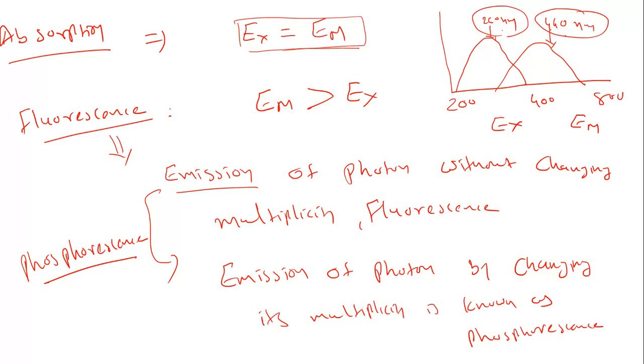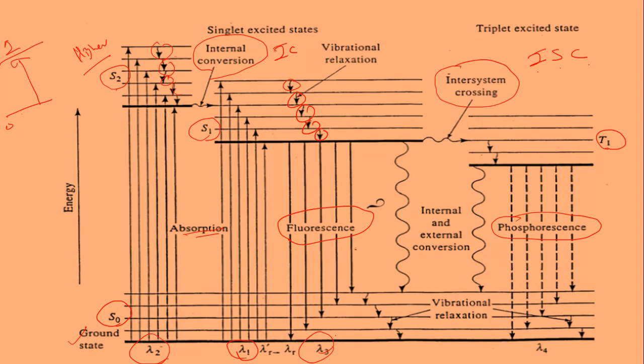So that is the basic difference between fluorescence and phosphorescence. Here the excitation wavelength is lower than the emission wavelength. Second, emission of photon by changing its multiplicity is known as phosphorescence via intersystem crossing. Now you should remember the difference between intersystem crossing and internal conversion. Internal conversion means the S2 is converted into the S1, the higher singlet excited state converted into the lower singlet excited state, that is known as internal conversion.